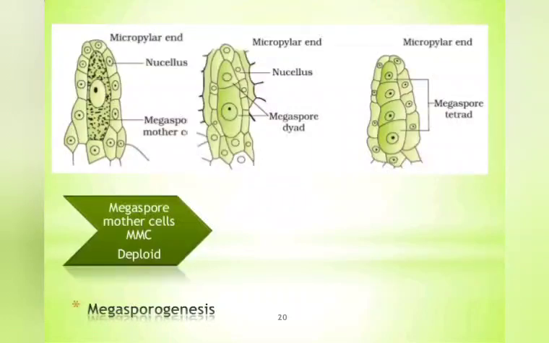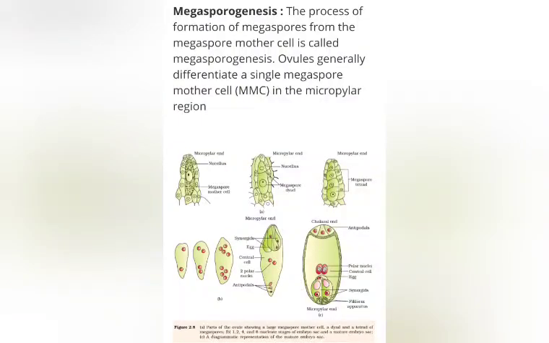So now here you can see with the help of diagram how the megaspore mother cell undergoes meiosis to form 4 megaspores. Out of these 4 megaspores, only one will be functional. Okay, and this is the process which shows the complete process of megasporogenesis. I'll be explaining this complete process step by step.